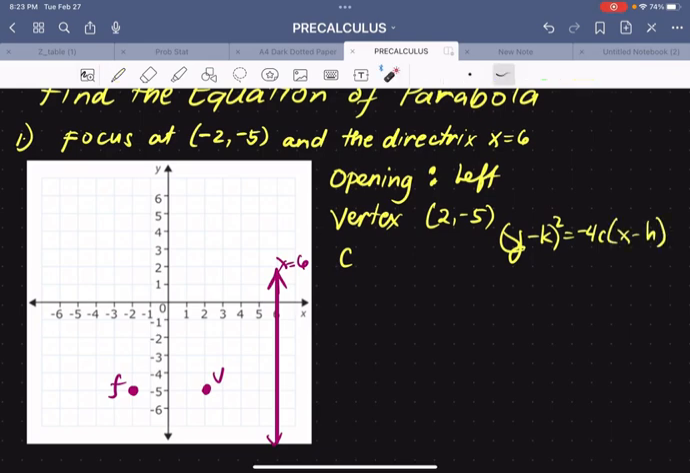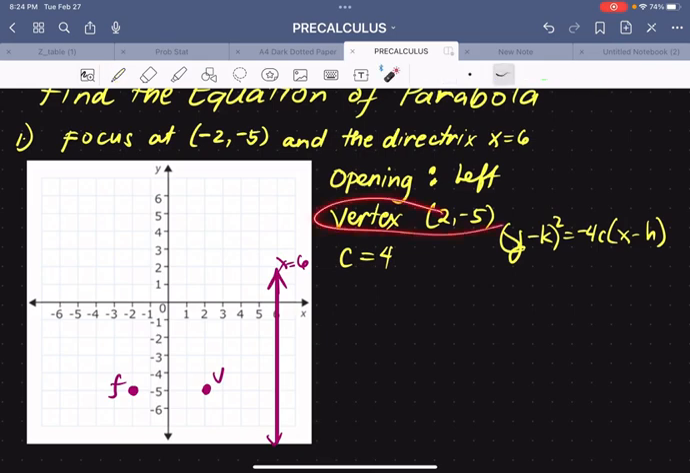Okay? So we need to determine also the value of c. When we say value of c, that is the focal length. This is our vertex and this is our focus. How far is the focus from the vertex? That is the focal length. So 1, 2, 3, 4. So 4 units. So c is equal to 4.